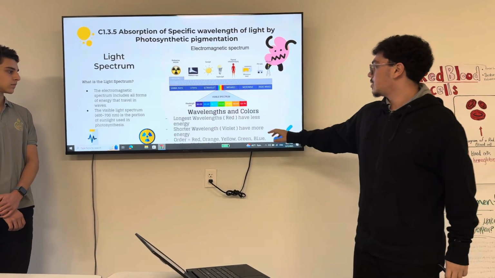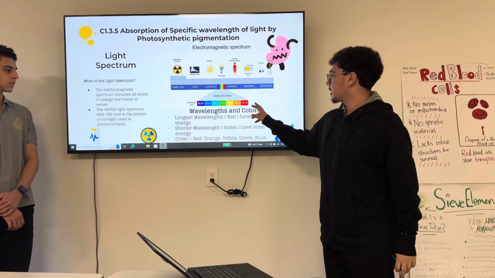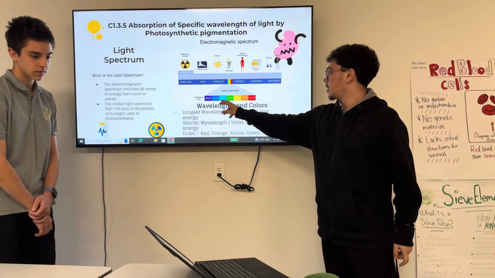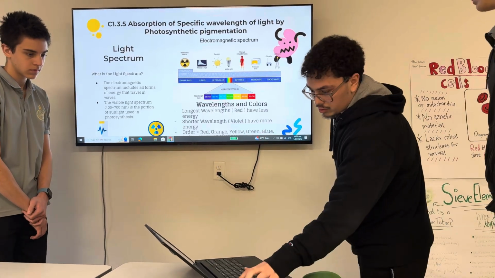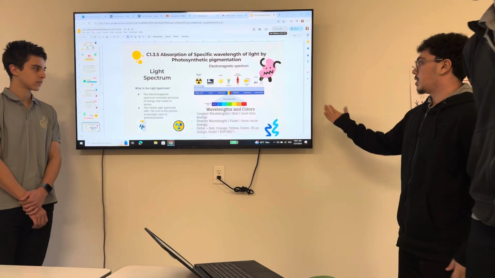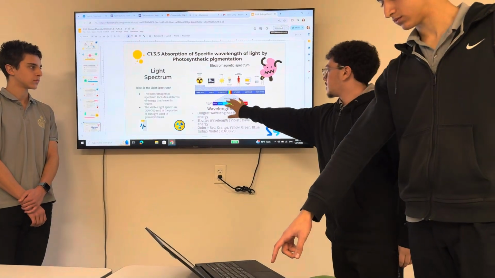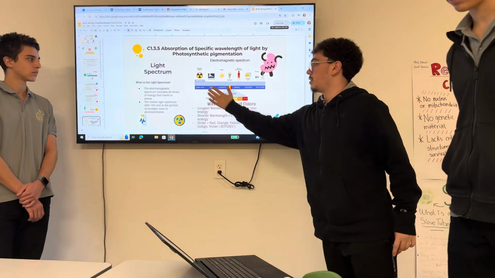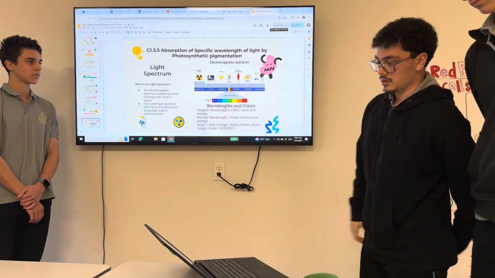Here it goes in order from the highest to the lowest. It goes from red, orange, yellow, green, and then blue, indigo, and violet, which is basically ROY G BIV, if you want to memorize it. This is the center, the basic numbers, and then it goes into positive and negative, and it's really big numbers.